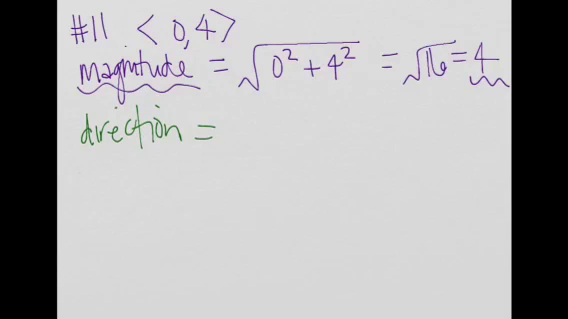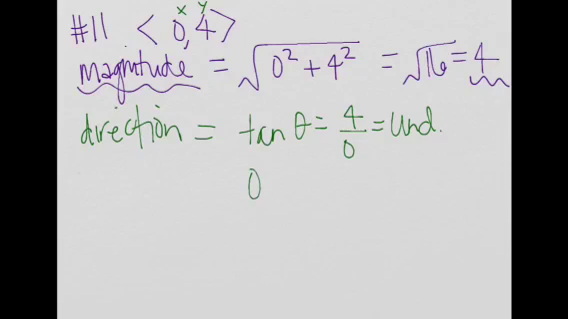And then in order to find our direction, we're going to use the tangent. So we're going to say the tangent of theta is your y over your x, 4 over 0, which is undefined. Okay, and at what angle is the tangent undefined? That is at 90 degrees. So this would be my direction, and that would be my magnitude.